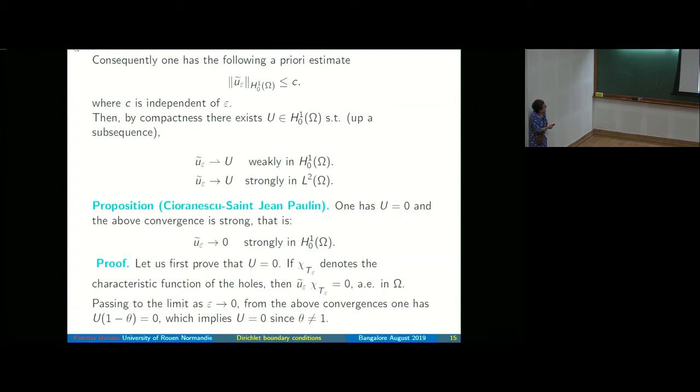So we have that u tilde epsilon converges to u in H10 of omega, and the zero extension converges to u strongly in L2 of omega. Then, this problem was studied for the first time by Cioranescu and Murat, as far as I remember, in '78, as well as the Neumann case. And then the result is that actually u is zero. It is quite surprising.